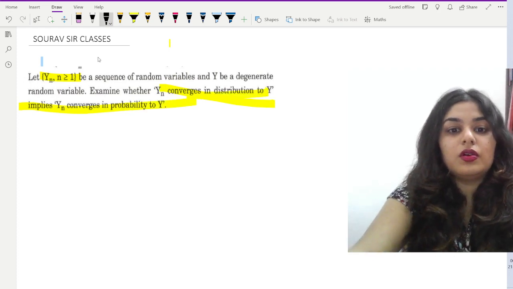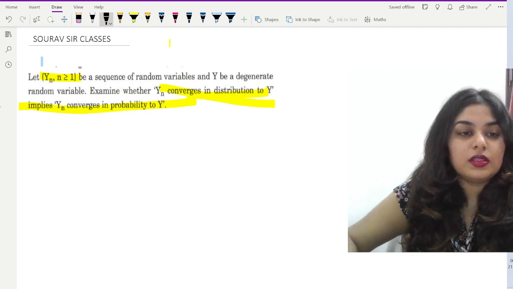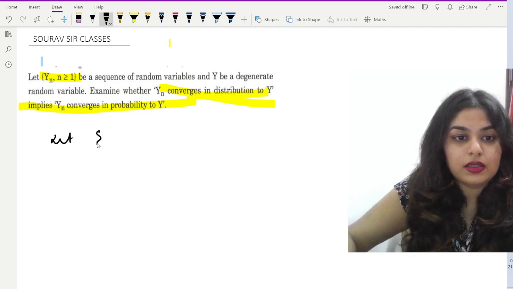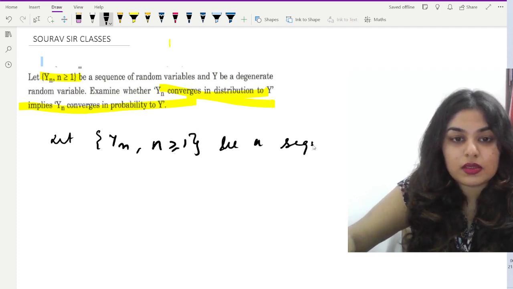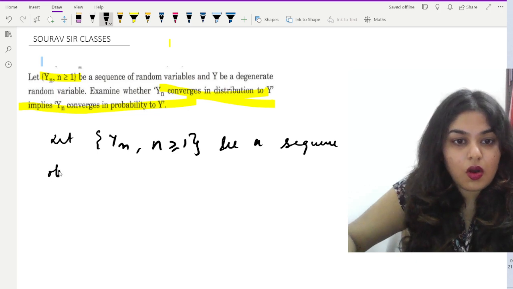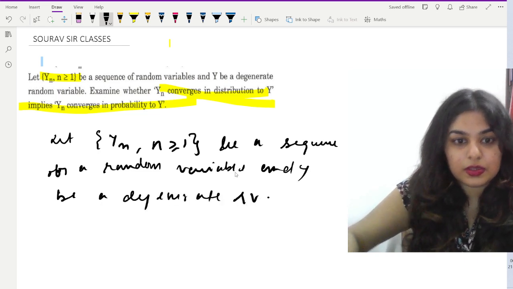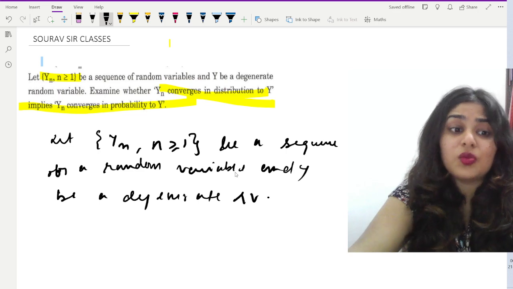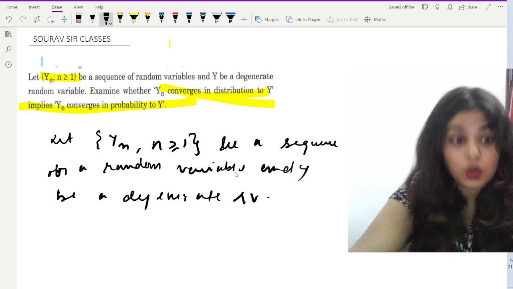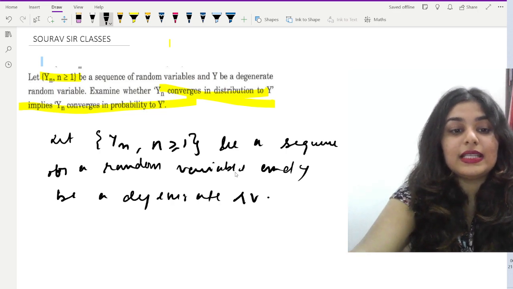Okay. So how can we solve this? Okay, let us start with this one. So first, what is given? Let us write down. Let Yn, n greater than or equal to 1, be a sequence of random variables and Y be a degenerate random variable. Now the question asks whether convergence in distribution of Yn to Y implies convergence in probability of Yn to Y or not. Correct? So the answer here is no.